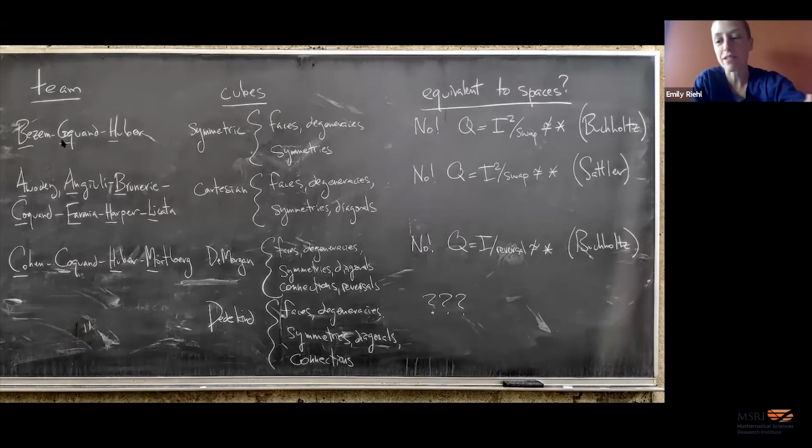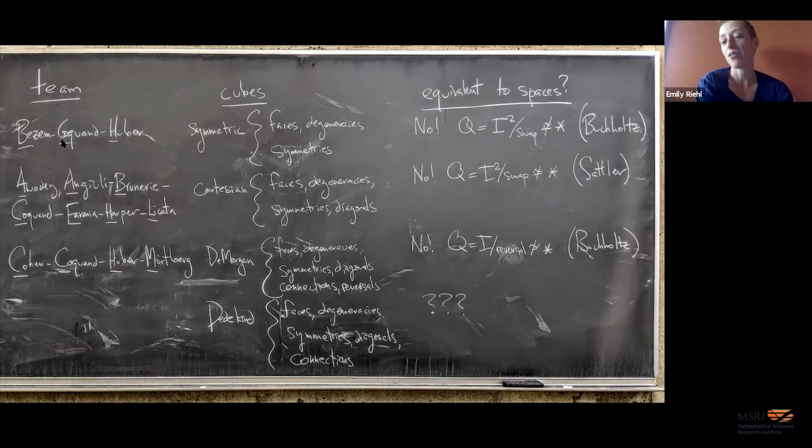By contrast, there are several cubical set space models of homotopy type theory, and I wanted to review the history, though this list is not given in historical order. So there's what's called the BCH model due to Bezem, Coquand, and Huber. And the cubes they use are what are sometimes called the symmetric cubes.